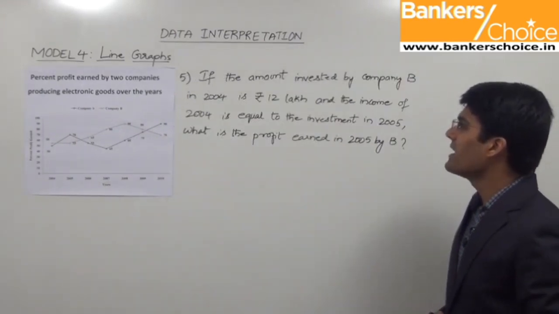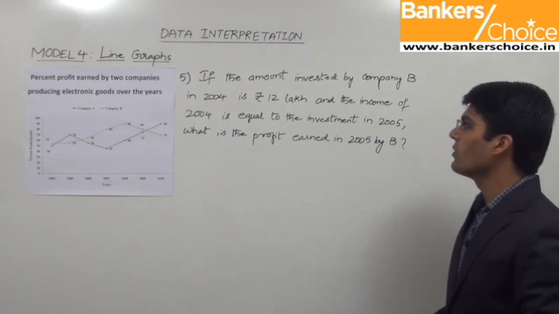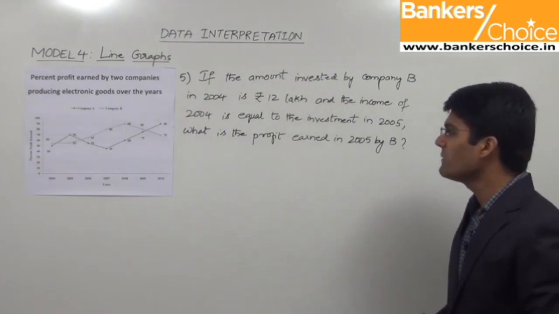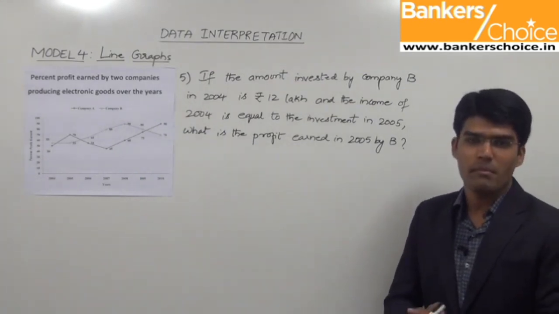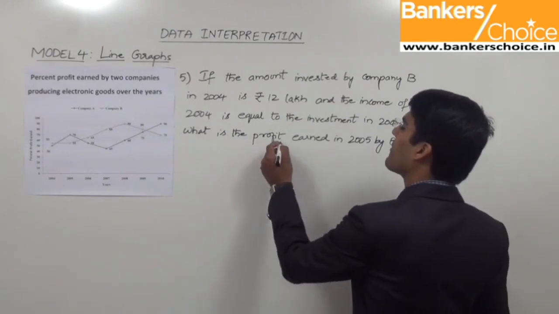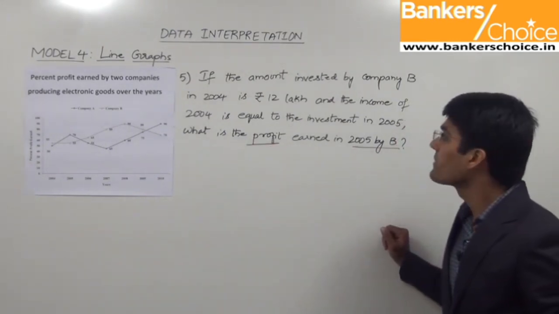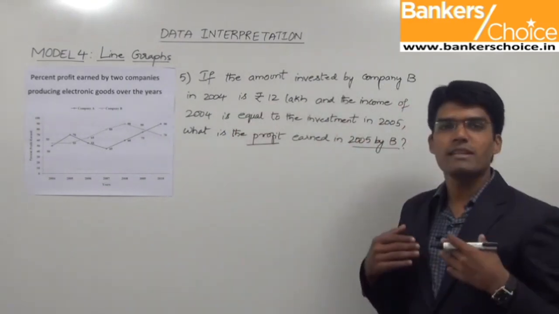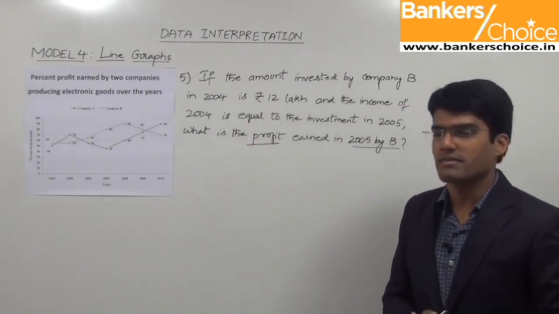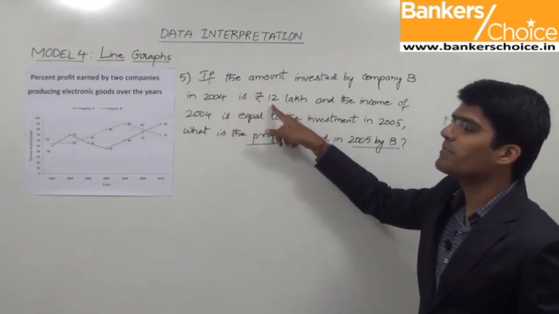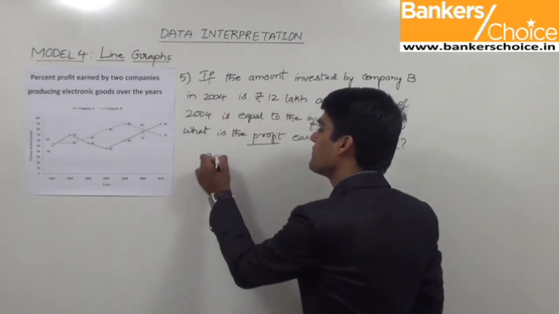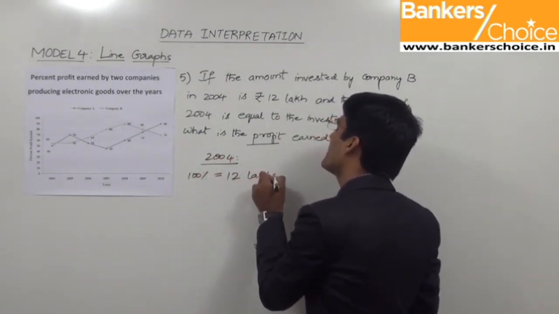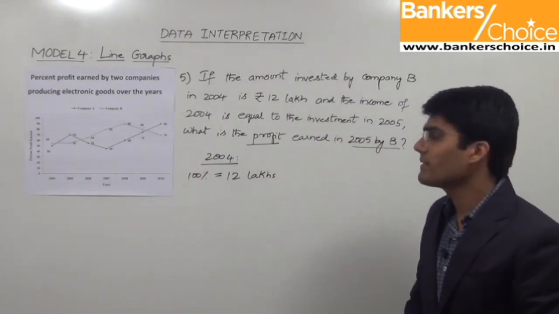The fifth question here is, if the amount invested by company B in 2004 is rupees 12 lakhs and the income in 2004 is equal to the investment in 2005, then what is the profit earned in 2005 by company B? So here we are supposed to find out the profit earned in 2005 by company B. From the question we know that amount invested by company B in 2004 is 12 lakhs. We know that amount invested should always be taken as 100%. So we can say that in 2004, 100% was equivalent to 12 lakhs. That is nothing but the investment of the company, or we can take it as expenditure in some cases.